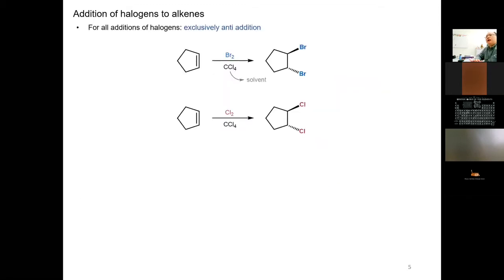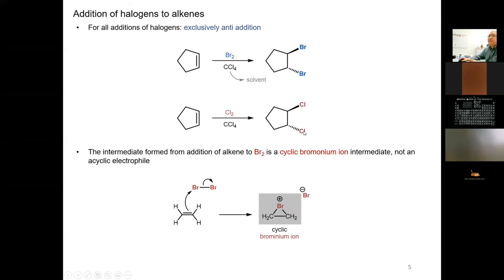So first, you need to memorize, if you can understand the mechanism so well. All the additions of halogens exclusively give anti-addition. Okay, so for the Br2, one Br is pointing to you, one Br is pointing to the back of the paper. For the chlorine, the same, one chloro up, one chloro down.